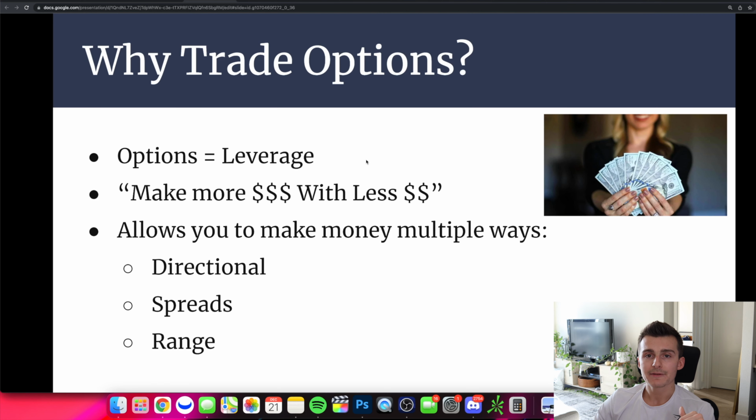So really quick, we're going to dive into the platform in a second, but people like to trade options because they give you leverage. You can make more money with less money. That's the whole name of the game with options. But there are some different things you could do. You can also make money with things like spreads, or you can make money even if stocks stay in a specified range, depending upon your options trading strategy. That's something to also make sure you're aware of when it comes to trading options.